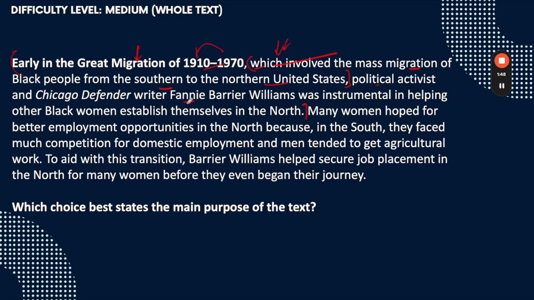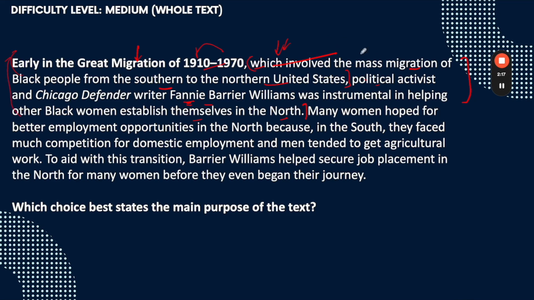So this person, Fannie, was very important in helping other black women establish themselves in the North. They were migrating from the south to the north, and this person, Fannie, helped the black women establish in the North. This is what the sentence is talking about. This is the primary thing that we need to take away from this particular sentence.